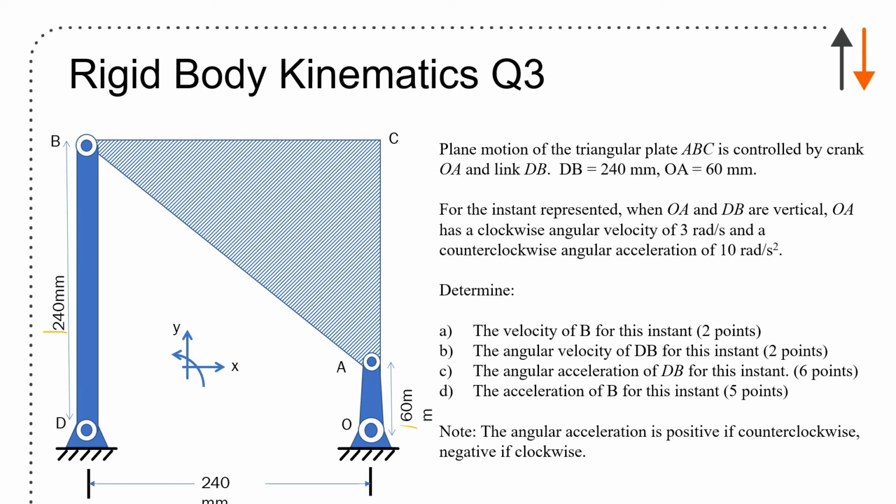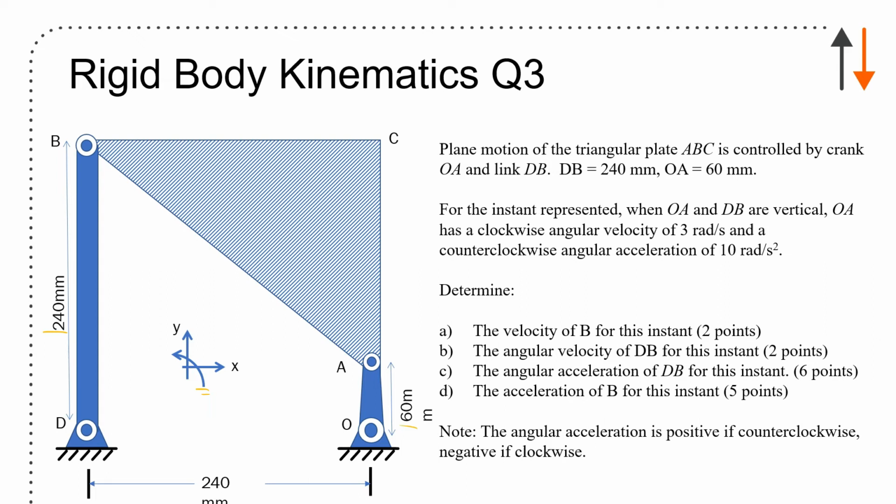OA has a clockwise angular velocity of 3 rads per second and a counterclockwise angular acceleration of 10 rads per second squared. Now, we have here the helpful axes, which, again, if you attend my lectures, you'll know that I tend to go a bit overboard on this.